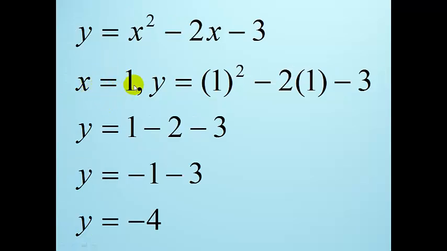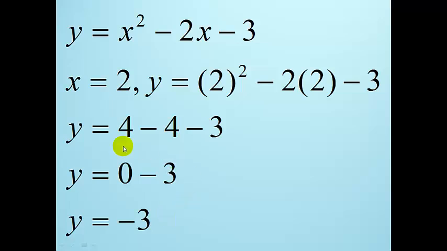Now when x equals 1, by substitution we have y equals 1 squared minus 2 times 1 minus 3. 1 squared is 1. -2 times 1 is -2. We have -3. So 1 minus 2 is -1, minus 3, and y is equal to -4. When x equals 2, we do our substitution and we have y equals 2 squared minus 2 times 2 minus 3. And 2 squared is 4, minus 2 times 2 is 4, minus 3. Now 4 minus 4 is 0. And 0 minus 3 is -3. So the value of y equals -3 when x is equal to 2.